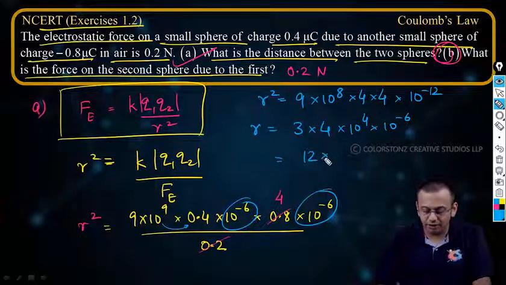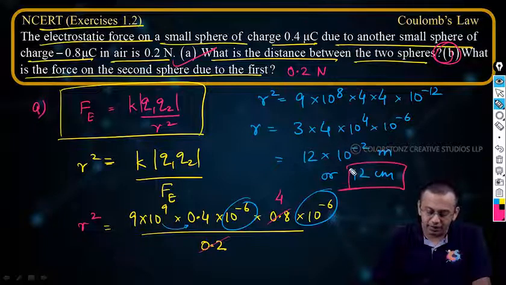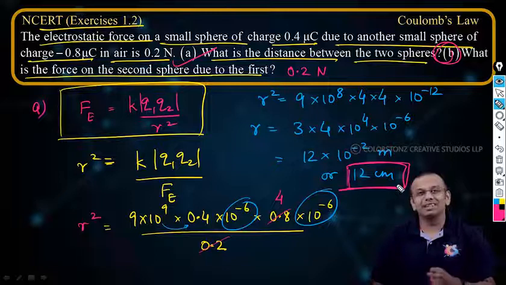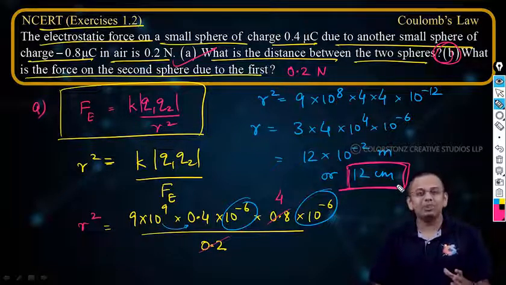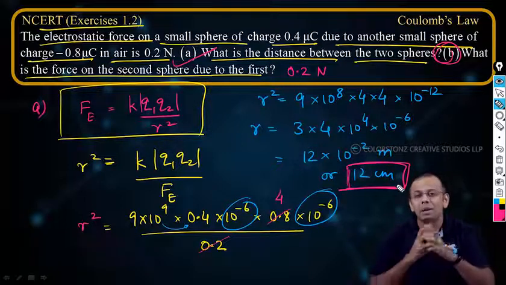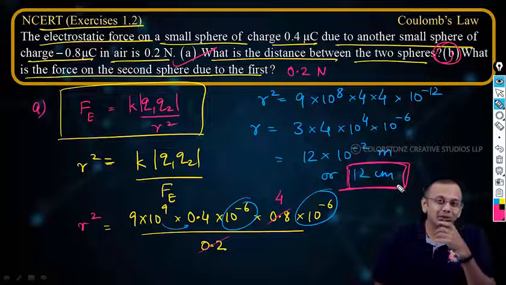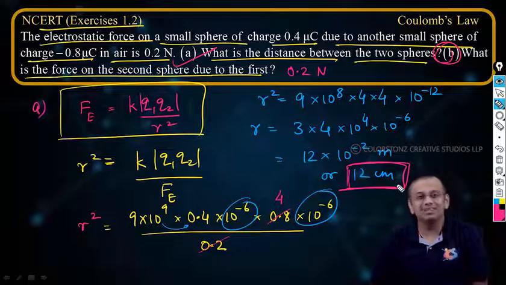So this is 12 into 10 to the power minus 2 meters, which is nothing but 12 centimeters. And this will be the final answer. The separation between the charges is 12 centimeters. All right. So a simple question based on Coulomb's law, but instead of giving the charges and distance and asking us to find the force, they've given the force and asked us to find the separation.